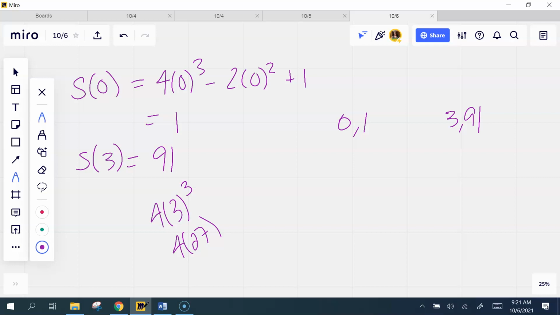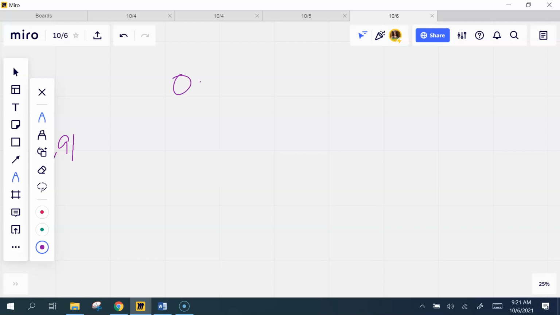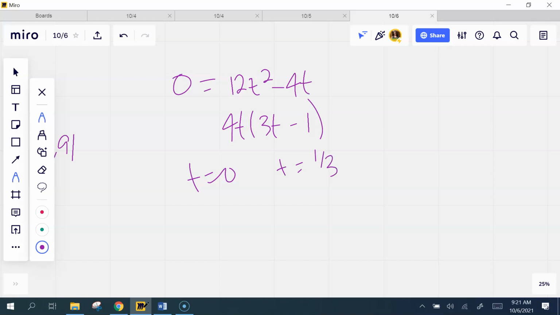Part E is the part that was most missed on this whole question. At what values does the particle change direction? How do you know? It does not necessarily change direction when velocity is 0. It could, but it doesn't necessarily. So first, where does velocity, which is the derivative, equal 0? If you factor that, you find that t equals 0 and t equals 1/3.